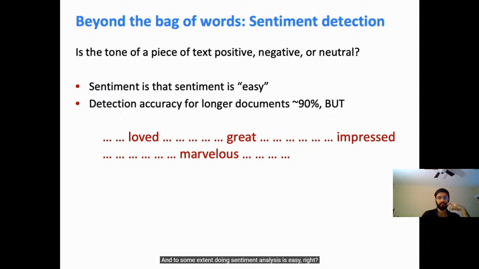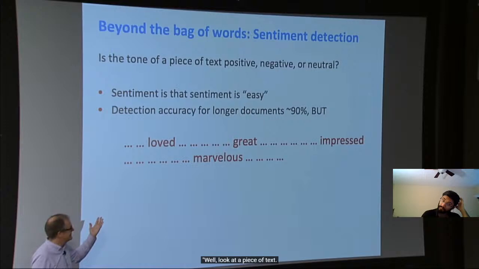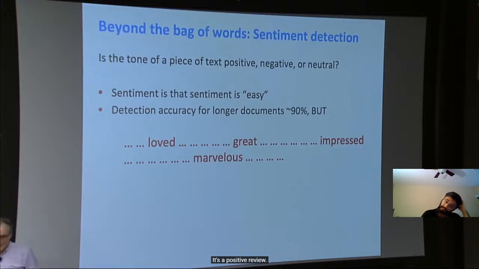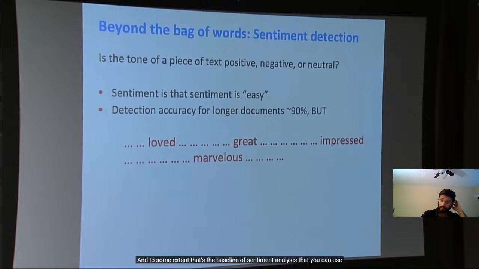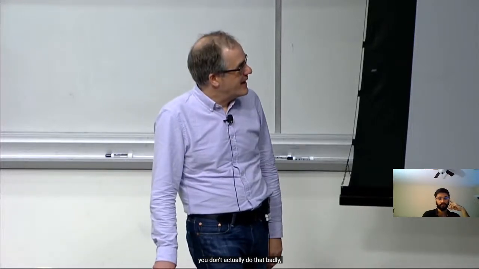To some extent, doing sentiment analysis is easy. You can look at a piece of text, and if you see words like loved, great, impressed, marvelous, then it's a positive review. And if it's saying bad and awful, then it's a negative review. To some extent, that's the baseline of sentiment analysis: you can use either selected word features or all words in a bag of words. And if you do that, you don't actually do that badly. If you have longer documents, just looking at bags of words can give you 90% in sentiment analysis.